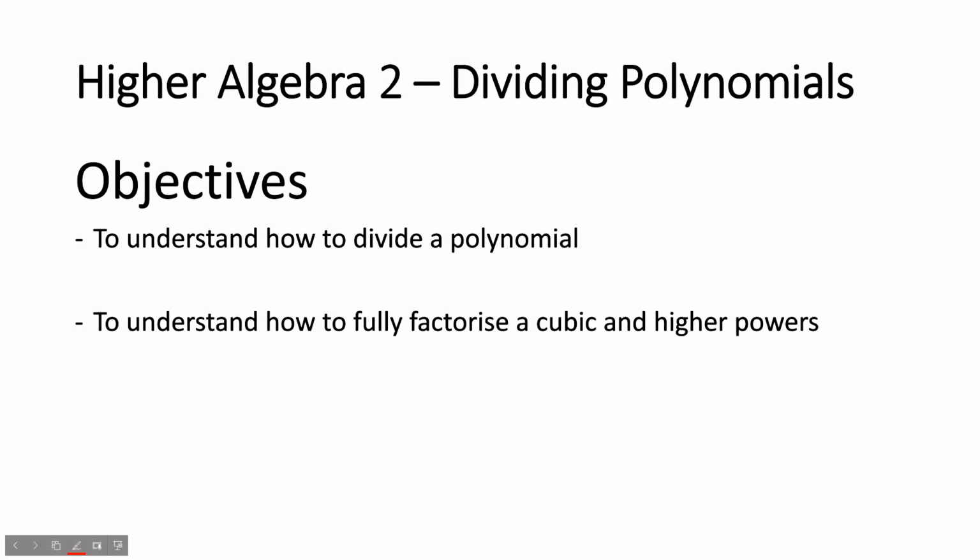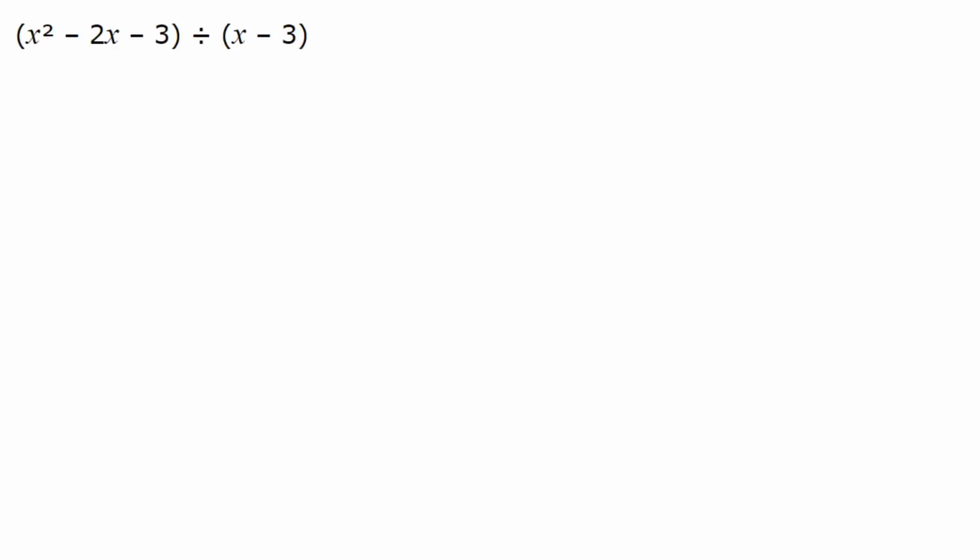Okay, so in the last video I told you how to get a factor of a polynomial. Now we need to divide it. Let's get straight into it. So let's start with an easy example. x squared minus 2x minus 3 divided by x minus 3. How are we going to do that?